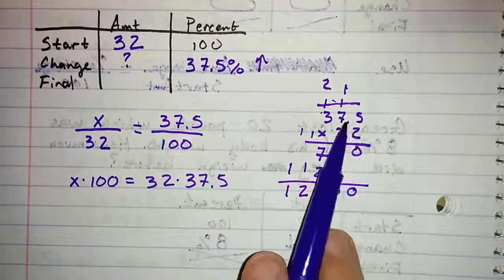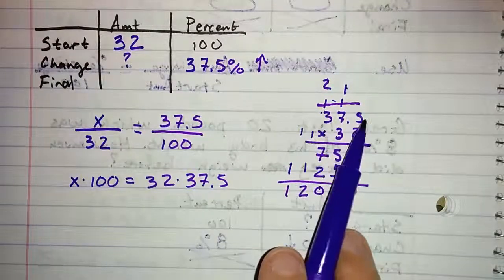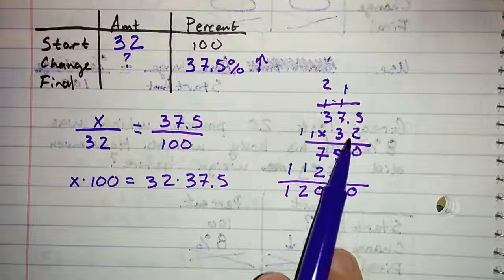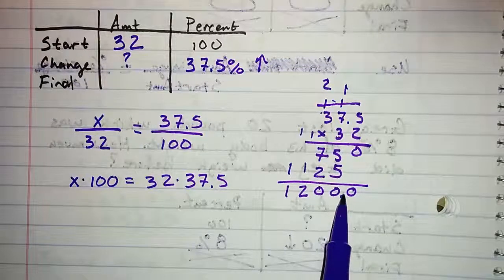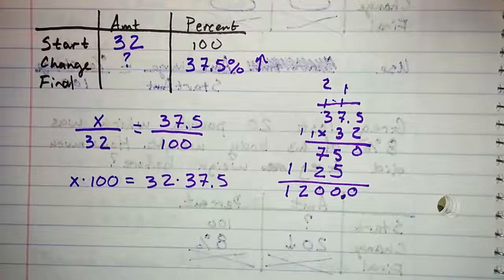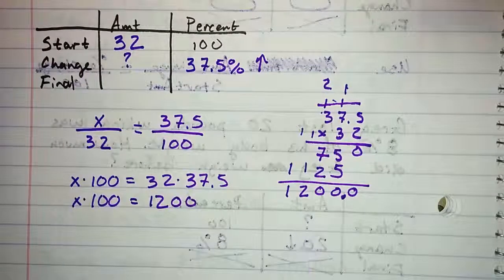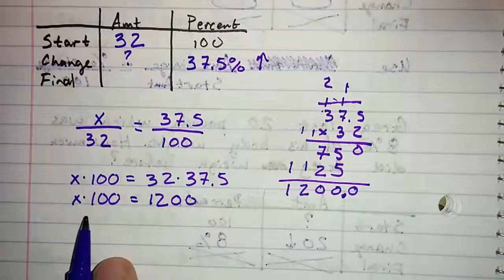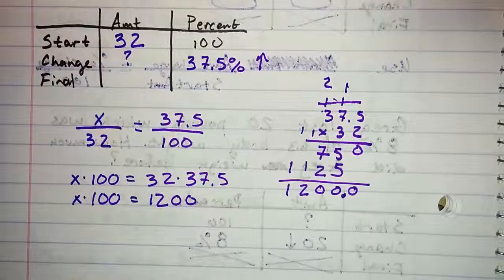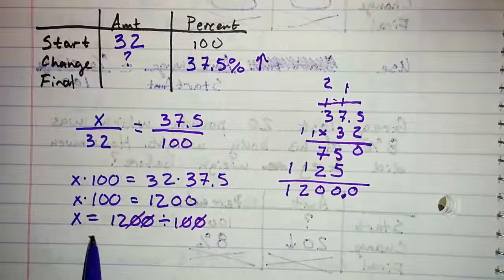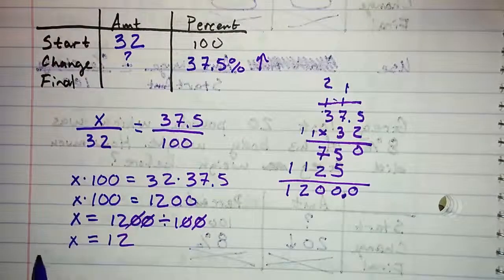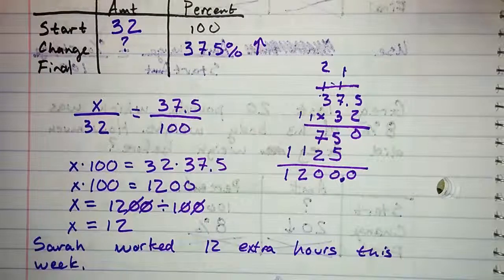Decimal point in my answer. I have 1 digit after the decimal point in this number, none in this number. I want 1 digit after the decimal point in my answer. I get 1200, dropping the point 0 because I don't need it. So what times 100 gives me 1200? Maybe you can immediately see. Canceling some zeros, I'll get 12. Sarah worked 12 extra hours this week.